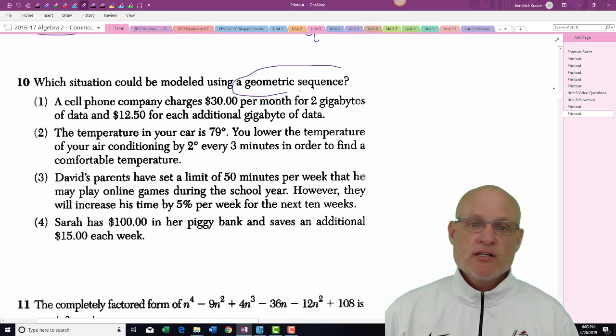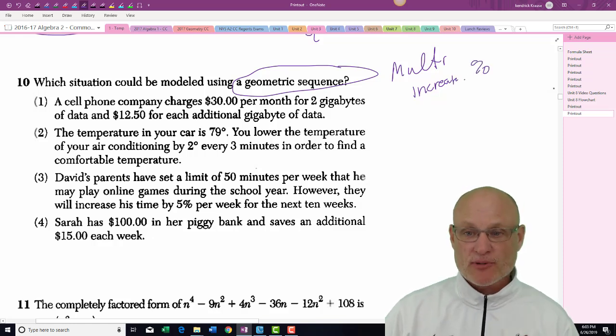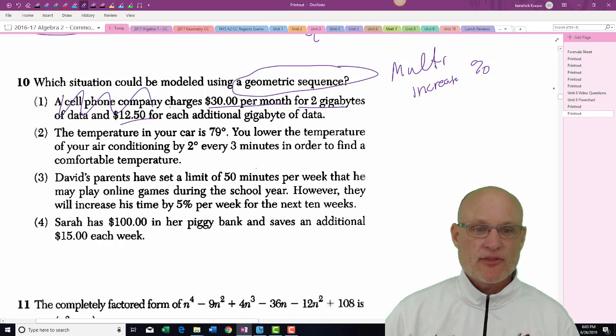Now, geometric means we are going to multiply or increase by a percent. Anytime you increase by a percent, that's multiplying. So a cell phone company charges $30 per month for 2 gigs and $12.50. So that's per month. That's the same amount every month. So that's not going up.